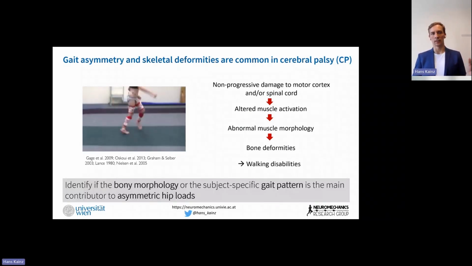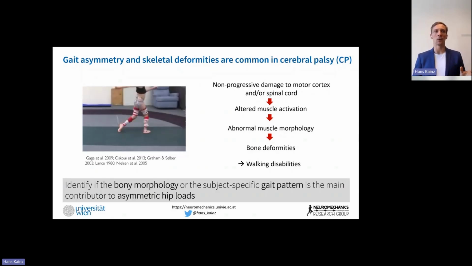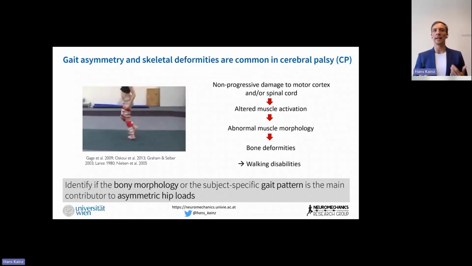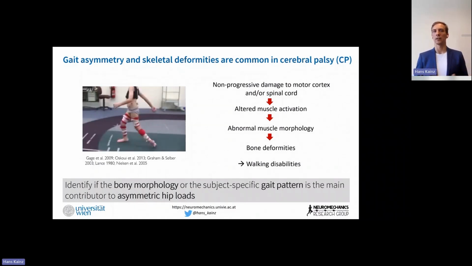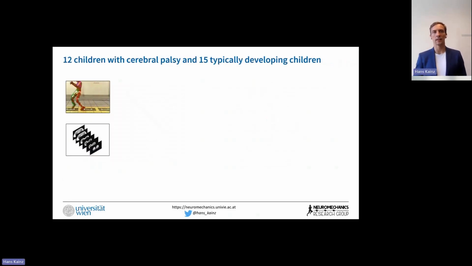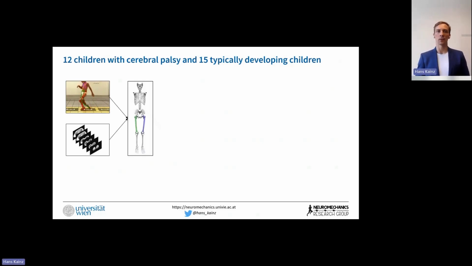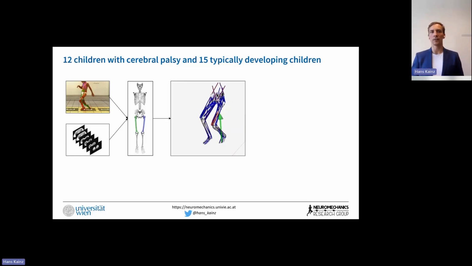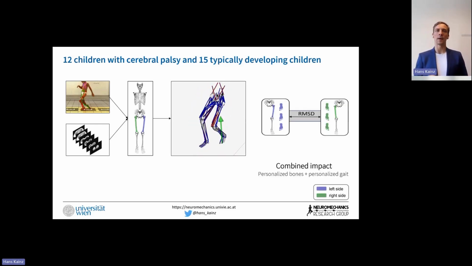And we wanted to know if the asymmetric bony morphology or the asymmetric gait pattern is the main contributor to the asymmetric hip joint loads. How did we do that? We had motion capture data and MRI images of 12 children with CP and 15 healthy, typically developing children. We created personalized models taking into account the personalized femoral geometry. Then we used OpenSim to run simulations and calculate muscle forces and joint contact forces. And when we then compare the left with the right side, we get the real situation. So we see how the joint loads differ.